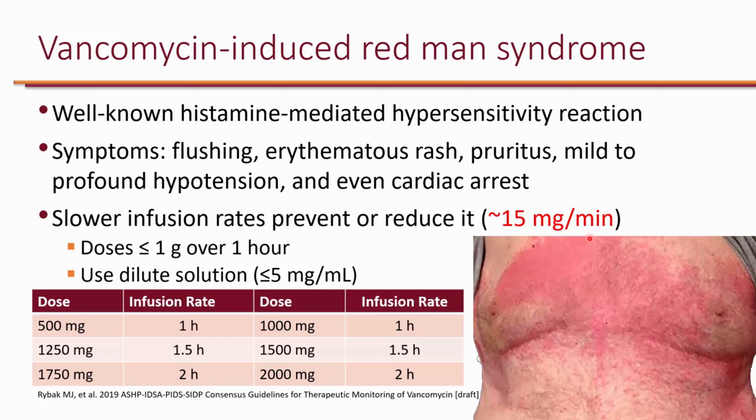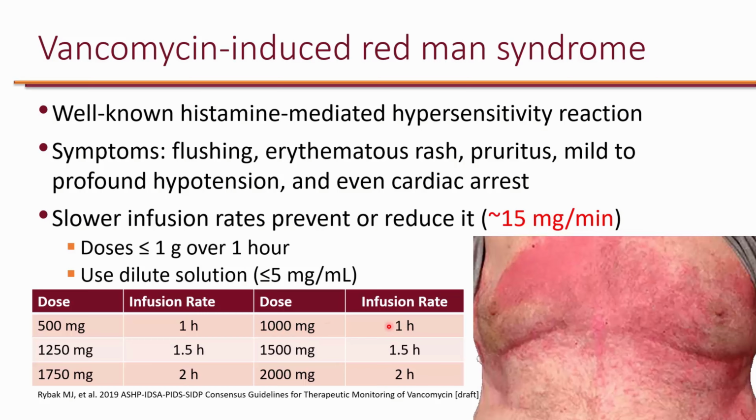And there are also standardized recommendations. You don't want to infuse anything in less than 1 hour, so the infusion time for vancomycin should be at least 1 hour. And then the higher the dose, you can actually prolong it. If it's 500 milligram or 1000 milligram, you typically infuse over 1 hour. So 500 milligram over 1 hour is about 8.3 milligram per minute, and 1000 milligram infused over 1 hour is about 16.6 milligram per minute, which is not too much higher than 15 milligram per minute. So most people will tolerate 1000 milligram over 1 hour.